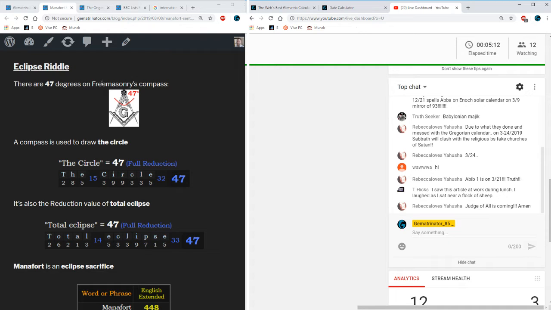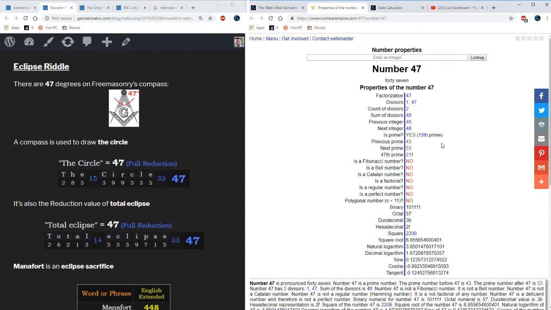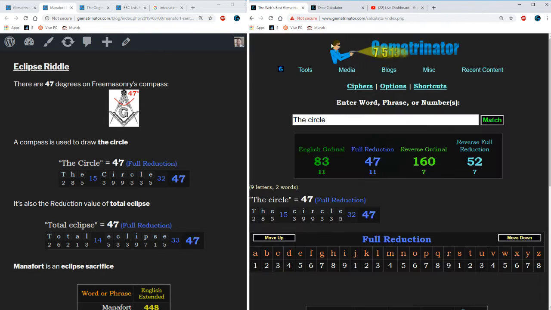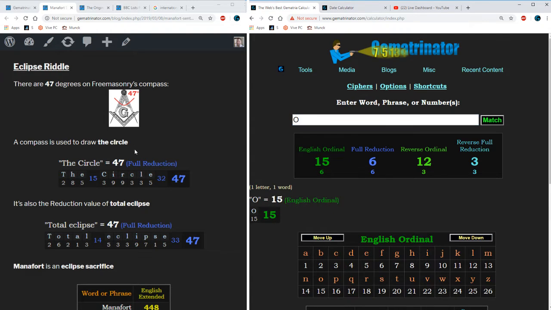But looking back at this number 47, we mentioned how the 47th problem of Euclid in Freemasonry establishes foundation, also known as the Pythagorean theorem. The compass on Freemasonry's emblem is set to 47 degrees. And think about this. The compass is used to draw the circle. The circle equals 47. Another thing that's really important is prime number relationships. 47 is a prime. That would be the 15th prime number. And think about the 15th letter in the alphabet. It's a circle. O, 15th.